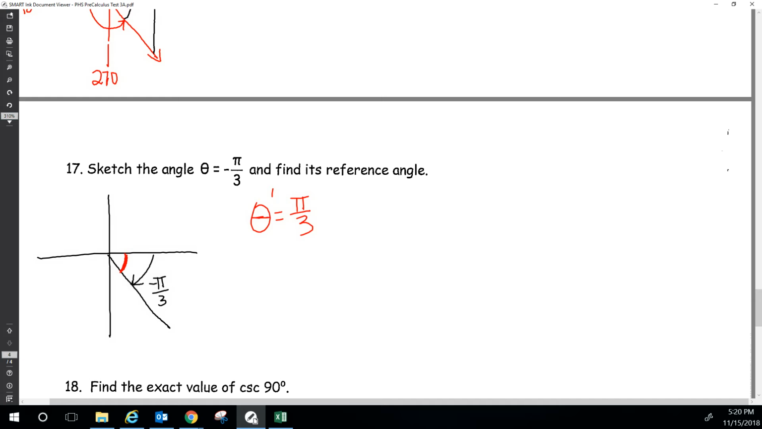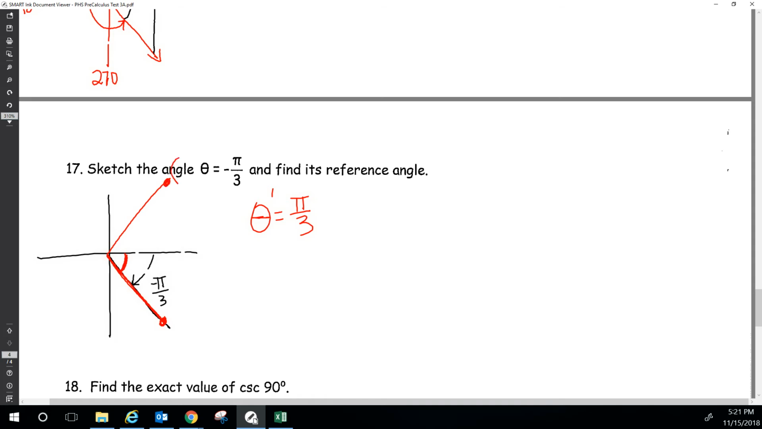I think the best way to think about it is, if this angle is negative pi over 3, the positive version of that is still pi over 3. Your reference angle is always going to be positive because it's always found in the first quadrant. So if I wanted to know what this point is, I'm going to go to pi over 3 up here in the first quadrant.